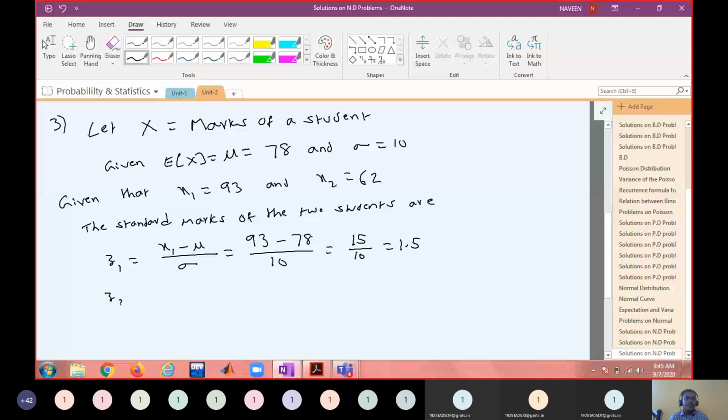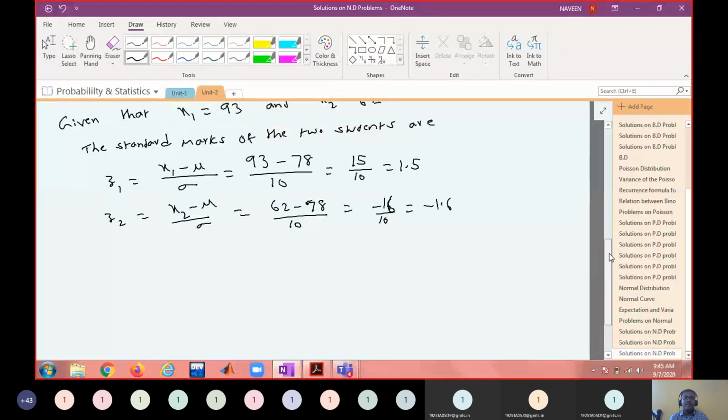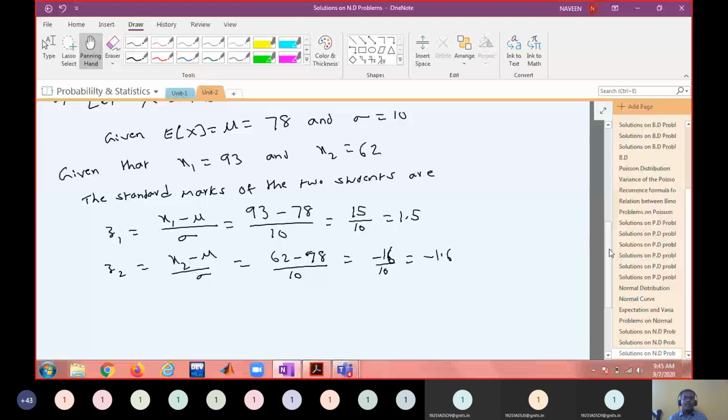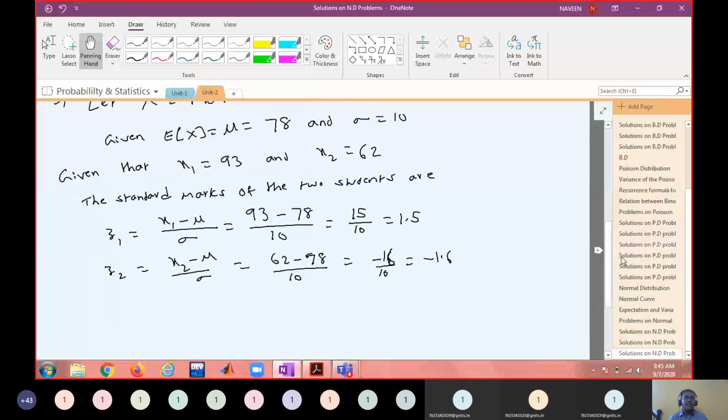Similarly, find out Z2. Z2 is X2 minus mu by sigma. So 62 minus 78 by 10, that is minus 16 by 10, which is minus 1.6. Standard marks are standard scores. So when normal scores are given, you can find out the standard scores like this. That is the third problem.